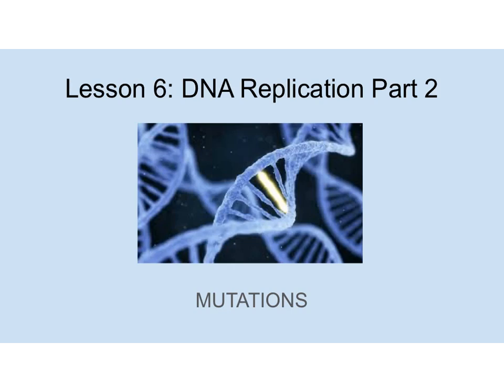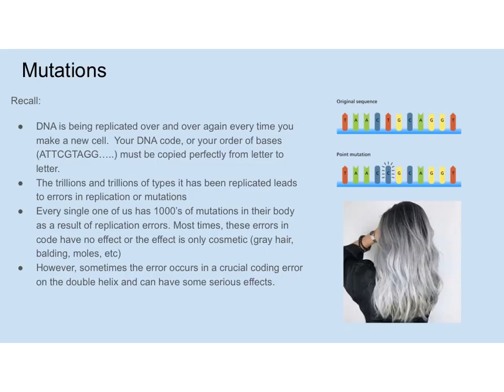Okay, so the next thing we're going to talk about is what if during replication things don't go perfect? Our goal is to replicate our DNA perfectly every single time, and for the most part, we do that. For the trillions and trillions of replications that we've had, we do have mutations in our body, but most of the time we do replicate it perfectly. However, there are sometimes that it doesn't go perfectly, and that can result in some diseases and disabilities. So let's go through.